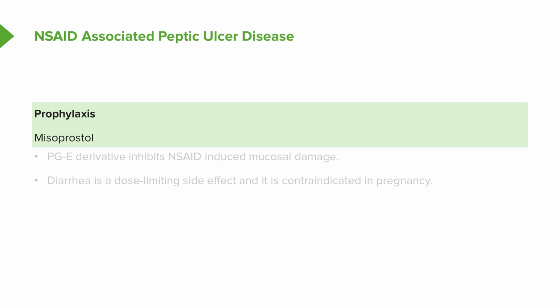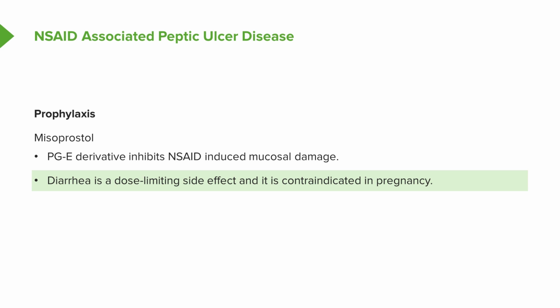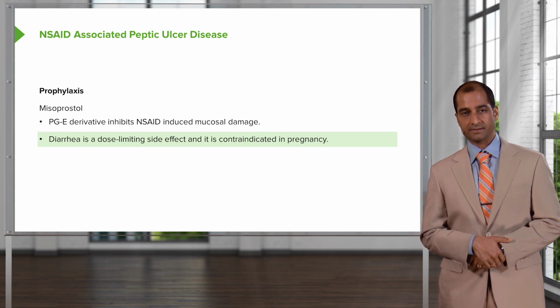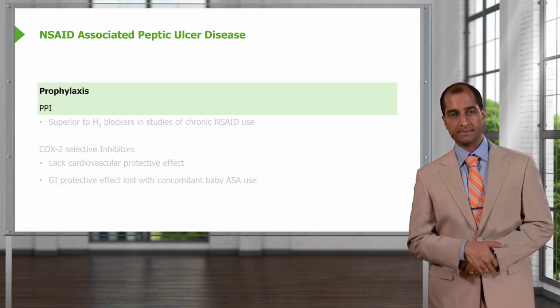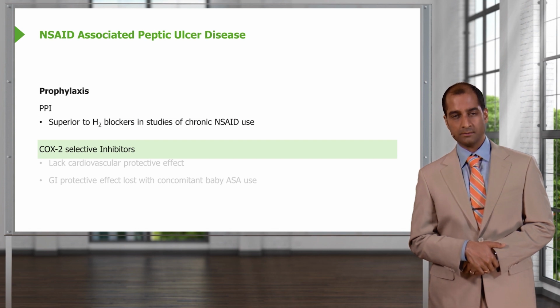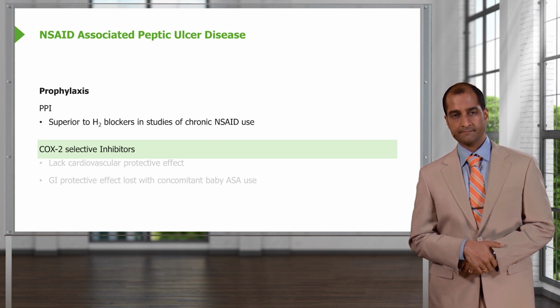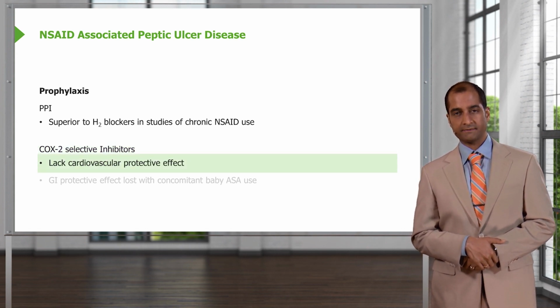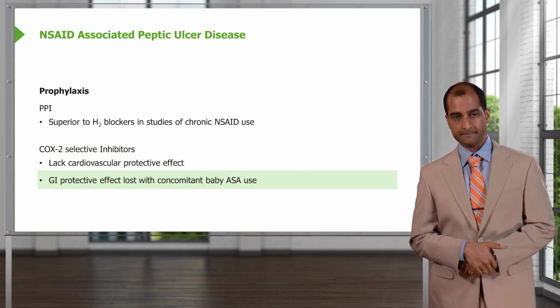Prophylaxis: misoprostol, a prostaglandin E derivative, combats the effects of NSAIDs. Diarrhea is a dose-limiting side effect, however, and it is absolutely contraindicated in pregnancy. Prophylaxis: PPI, superior to H2 blockers we've talked about when it comes to acid control. COX-2 inhibitors might be a possible alternative. They lack cardiovascular protective effect, and the GI protective effect is lost with concomitant baby aspirin use.